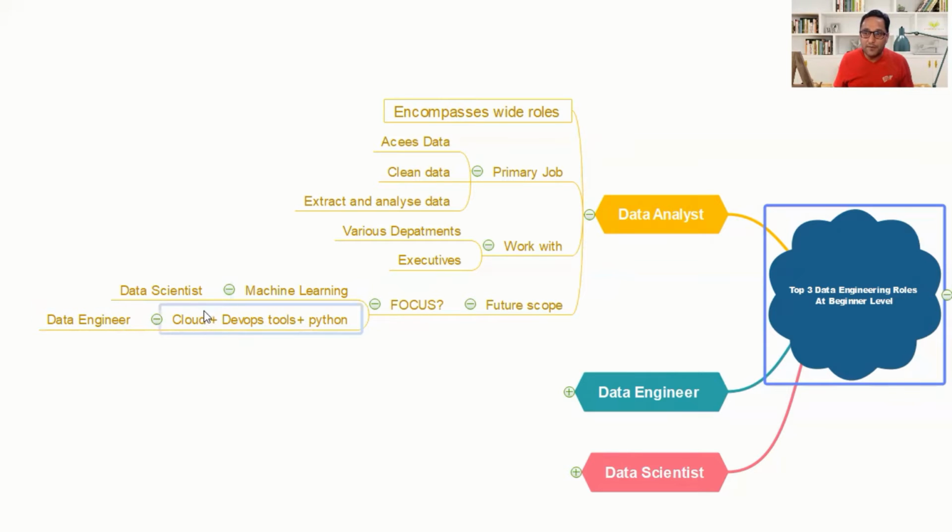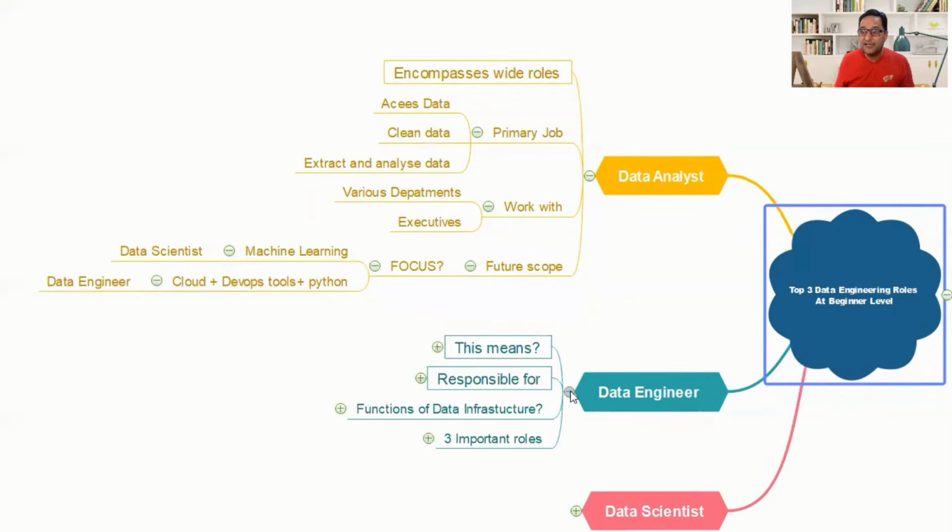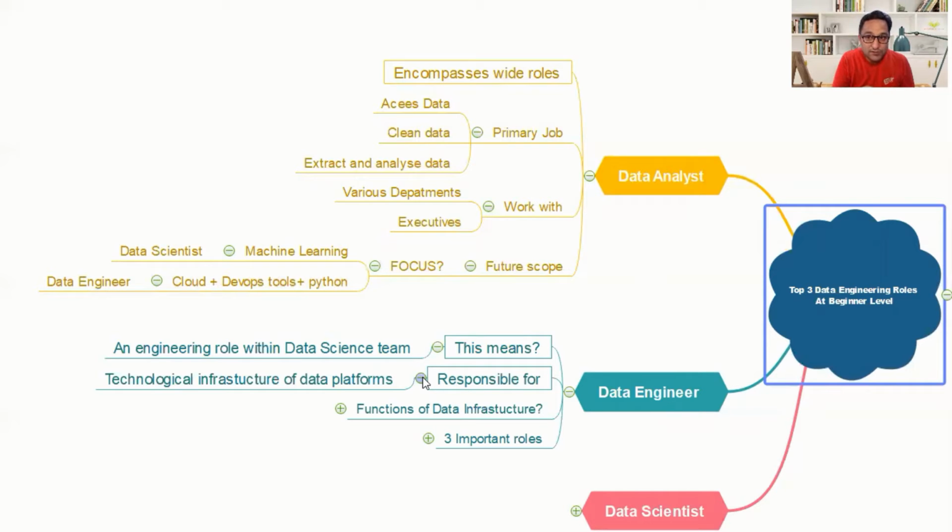So next is, if you opted for this cloud DevOps and some sort of programming understanding, then you will end up going to this role, data engineering. So in data engineering, what does it mean? We need to understand an engineering role within data science. Data science is basically getting a business solution from data, right? So that it is actually helping your business to grow. And if you are doing some engineering stuff in this whole process, then you are a data engineer, right? And what this data engineer is responsible for, it is responsible for the technical infrastructure of data platforms, right?